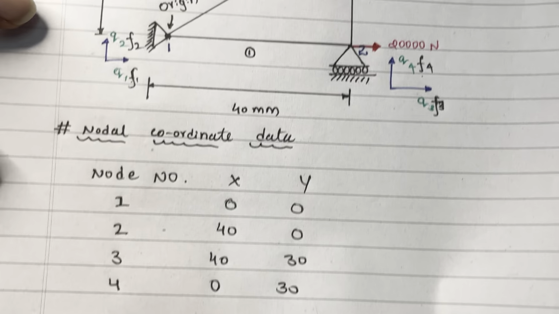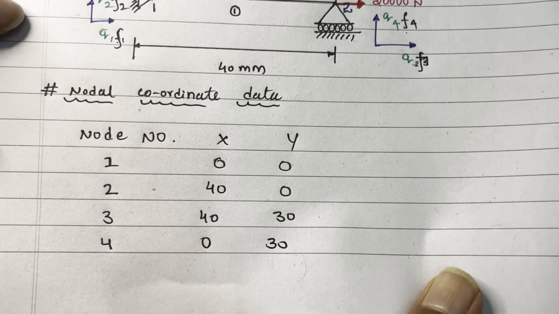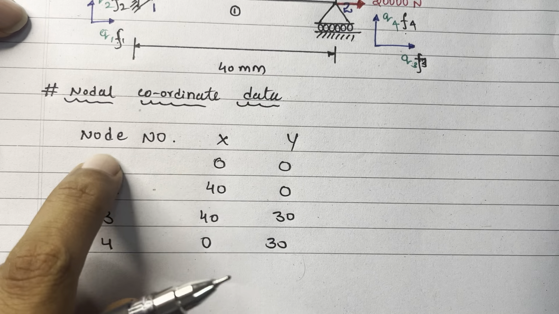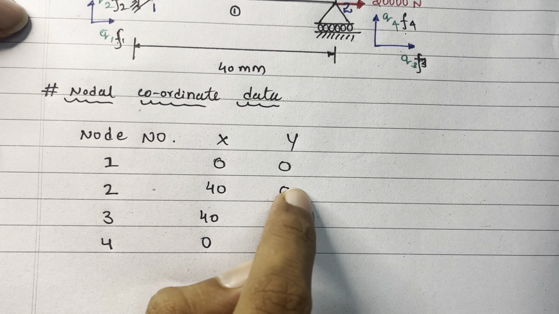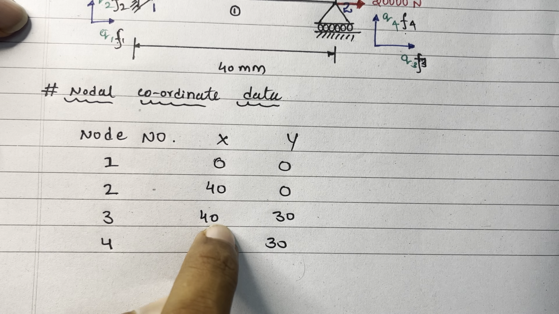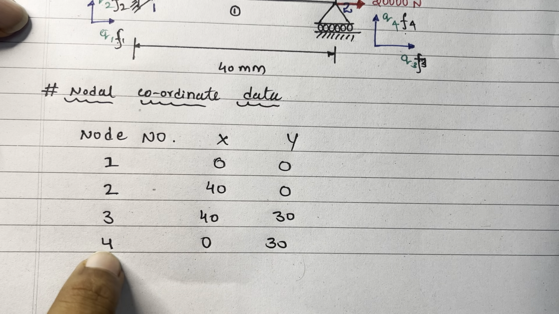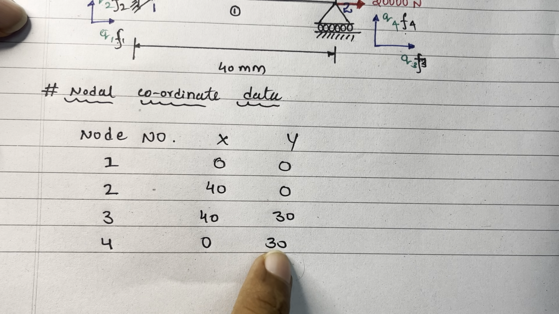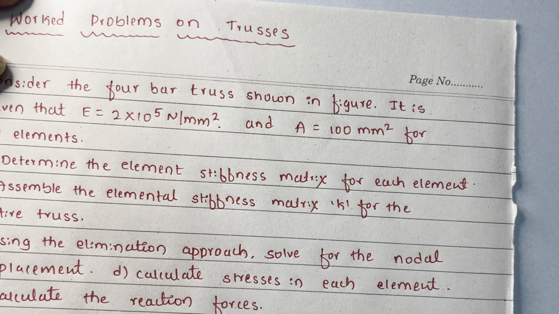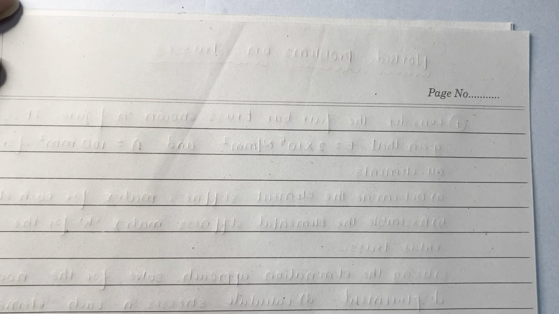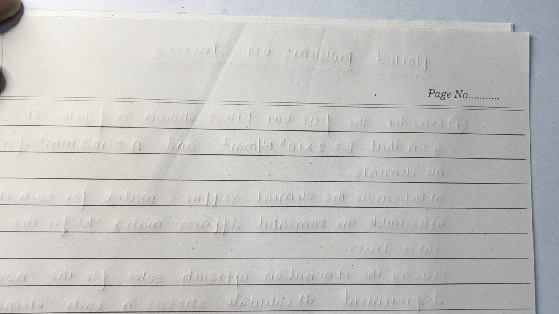So this completes the nodal coordinate data. For node 1, x is 0, y is 0. For node 2, x is 40, y is 0. Node 3, x is 40, y is 30. Node 4, x is 0, y is 30. Okay, next we have to calculate element connectivity data.